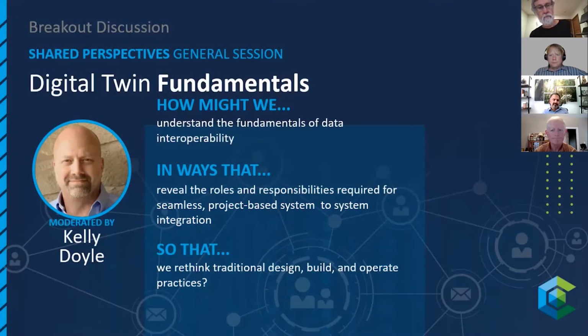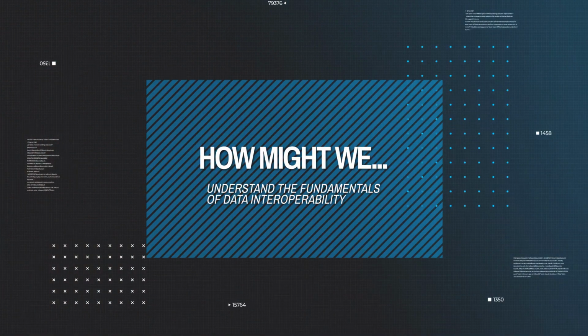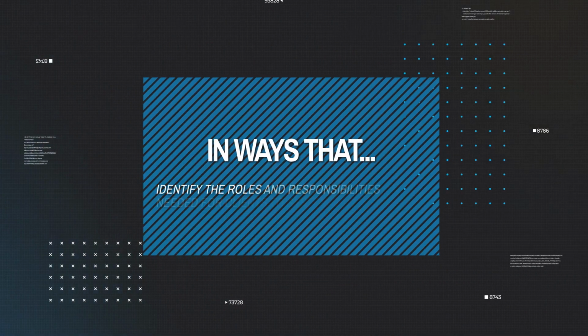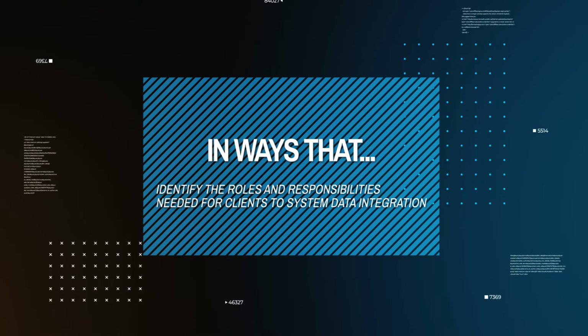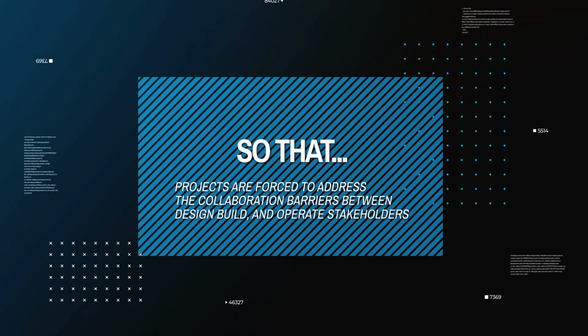What we're trying to accomplish in our session today is to kind of challenge the way we're looking at things, and we've taken on this new process of identifying what that means by how might we, in ways that, so we're getting some results out of this. So really today what we're trying to do is get down to the fundamentals again. We keep going back and forth between macro and micro level to understand those nuances, but how might we understand the fundamentals of data interoperability in ways that reveal the roles and responsibilities required for seamless project-based system-to-system integration, so that we rethink traditional design, build, and operate practices, right?